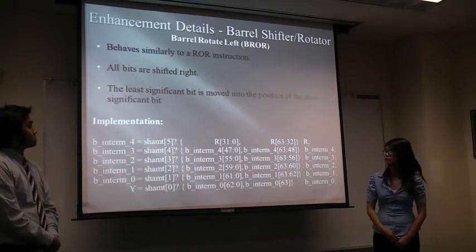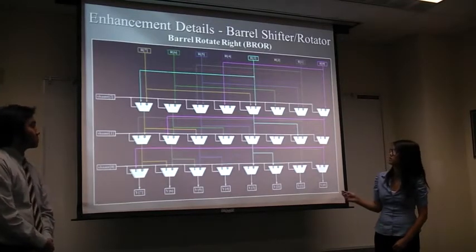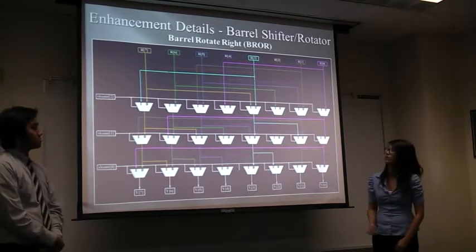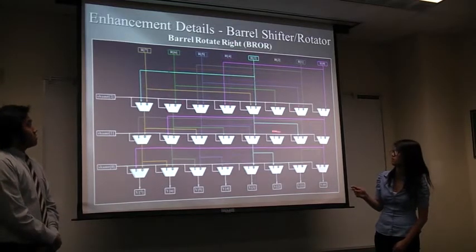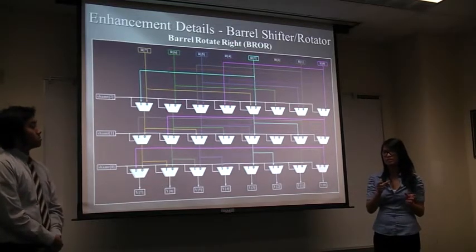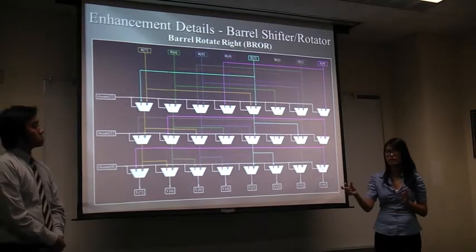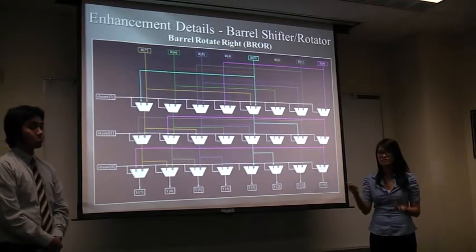And then this is our rotate right, similar things, and this is the diagram for it. It looks a lot like the rotate left. Actually, the first level is exactly the same, because when you do a rotate left, for 8-bit, you would rotate left 4 times or rotate right 4 times. It's the exact same thing.